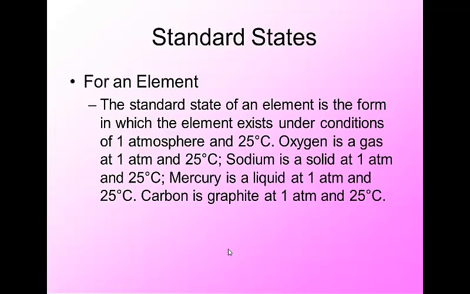So on the periodic table in the room, if the symbol's in black, it's a solid at 25 degrees Celsius and 1 atmosphere. If the symbol is red, it's a gas at 25 degrees and 1 atmosphere. And if it's in blue, it's a liquid at 25 degrees and 1 atmosphere. So if you look at the periodic table next time you're in the room, you'll find that mercury is a liquid at room temperature and 25 degrees Celsius.